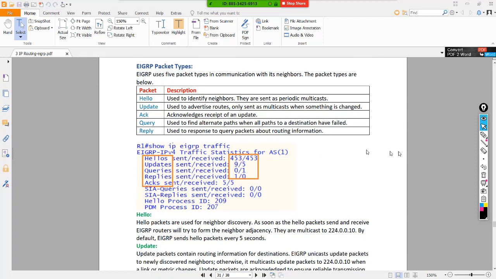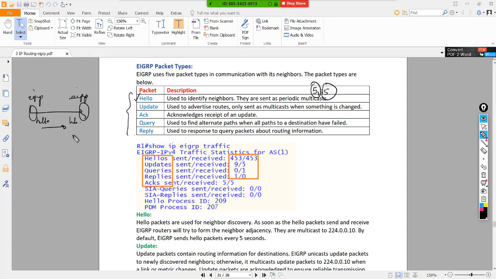Okay, I'll talk about the packet types. How many packet types do we see in the case of EIGRP? As soon as I bring EIGRP up, they are going to send hello packets. Hello packets are used to identify neighbors. They are sent periodically. By default, it's 5 and 15: 5 seconds for hello, 15 seconds for the hold timer.